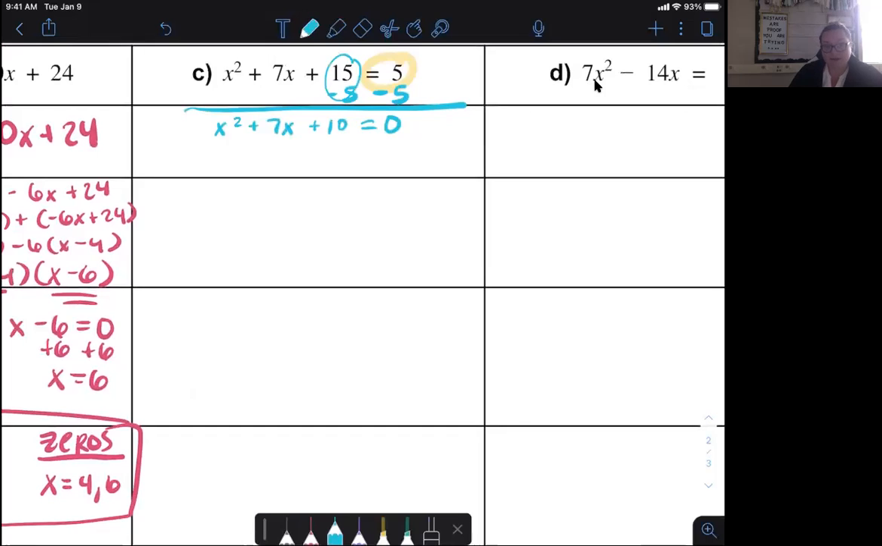All right, go ahead and factor that. Set each factor equal to 0 and then solve for x. Write your final answer as zeros and x-intercepts. Press pause and then press play when you're ready to check your work.